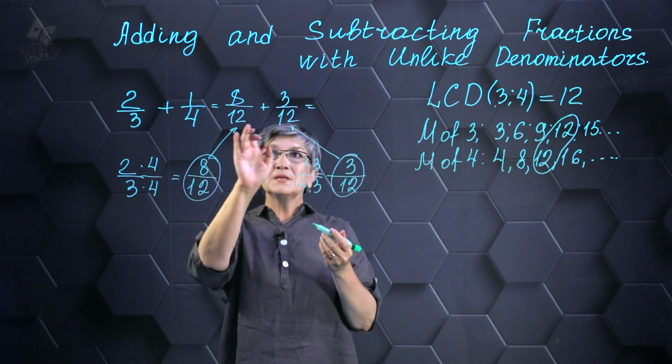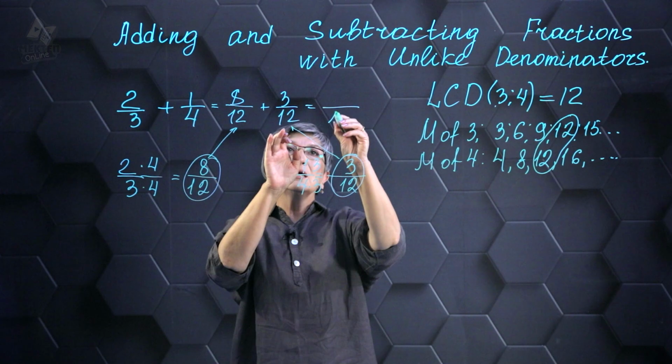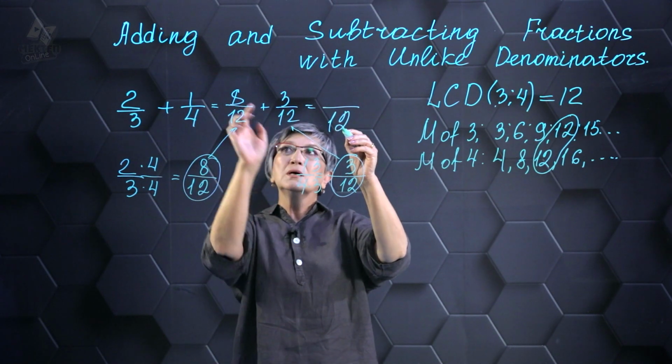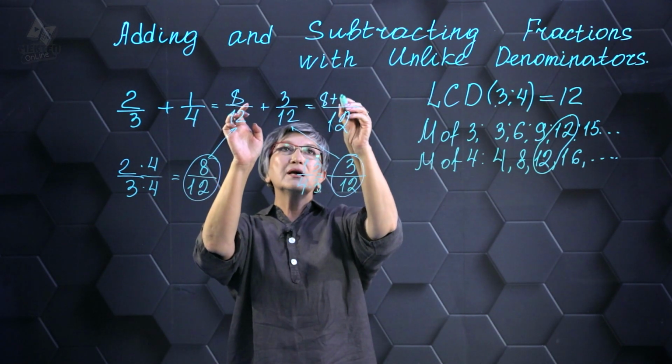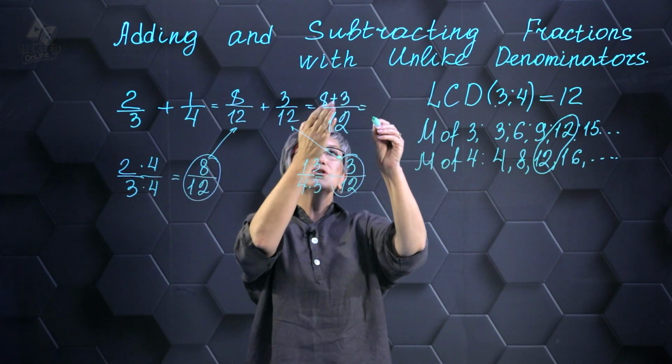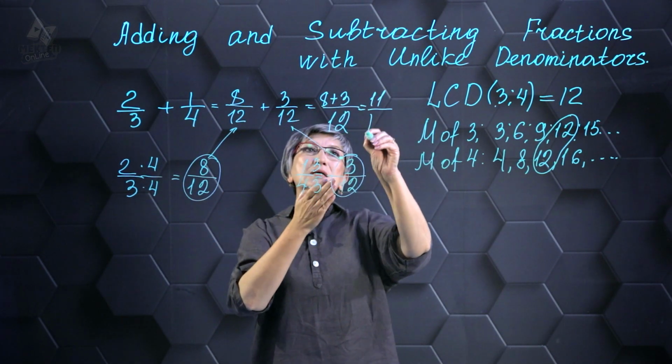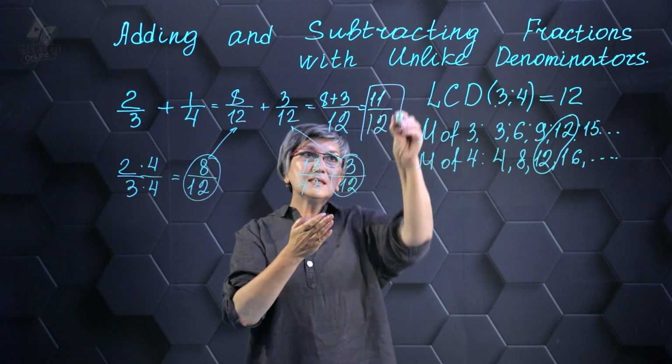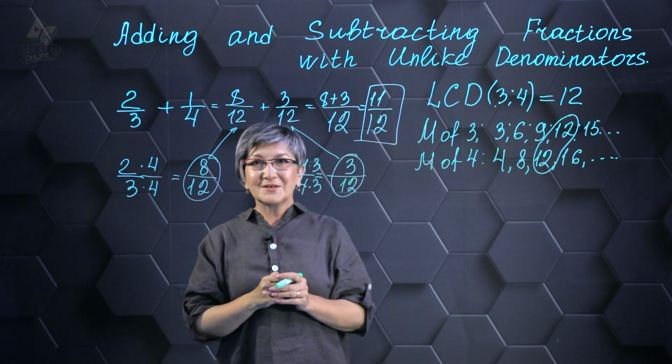Alright, at this moment I have the identical denominator, so I keep it and proceed to add 3 to 8, thereby obtaining the final result. Therefore, if we add 8 to 3, the sum will be 11/12. This will serve as our final response to the given problem.